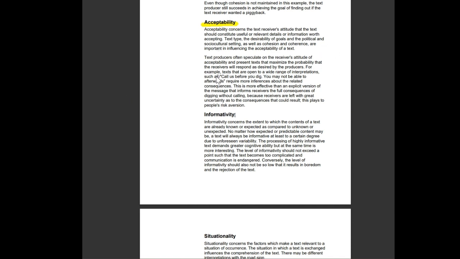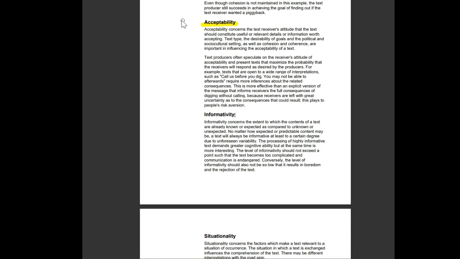Let's have some examples. Texts that are open to a wide range of interpretation, such as "Call us before you dig, you may not be able to afterwards," require more inference about the related consequences. This is more effective than an explicit version of the message that informs receivers of the full consequences of digging without calling, because receivers are left with great uncertainty as to the consequences that could result. This plays to people's risk aversion.